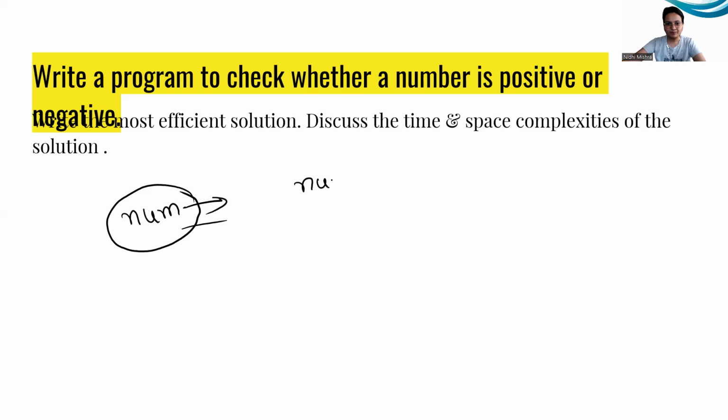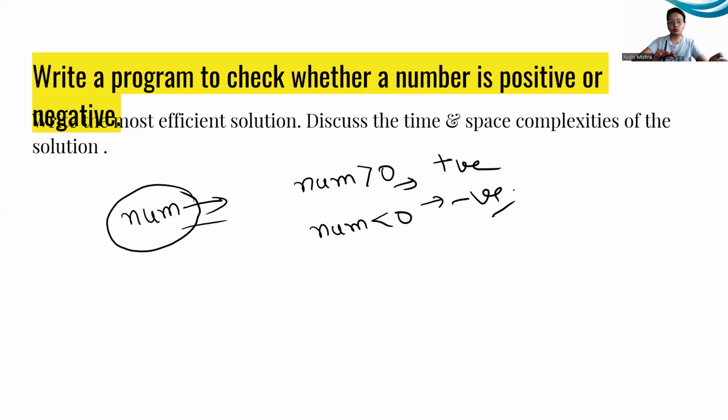Any number which is greater than 0 is positive, and any number which is less than 0 is negative. And 0 is 0. It is not counted as positive or negative. Okay, we won't count it.